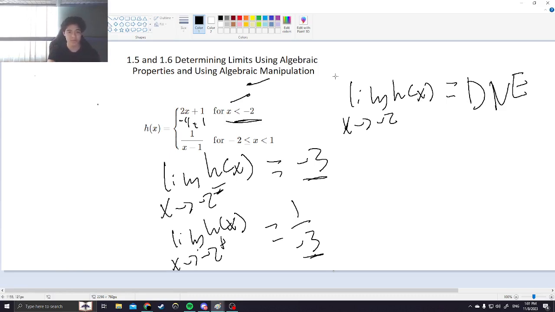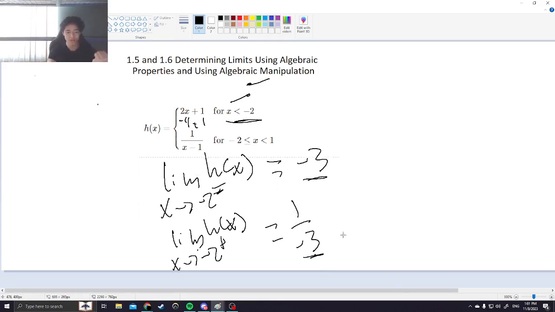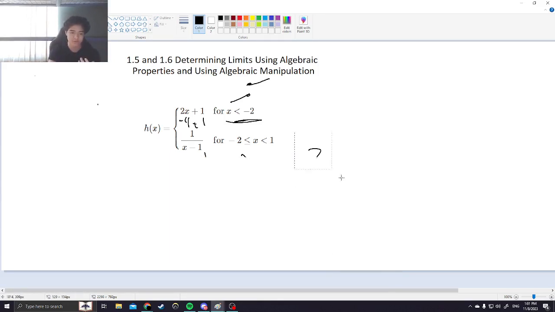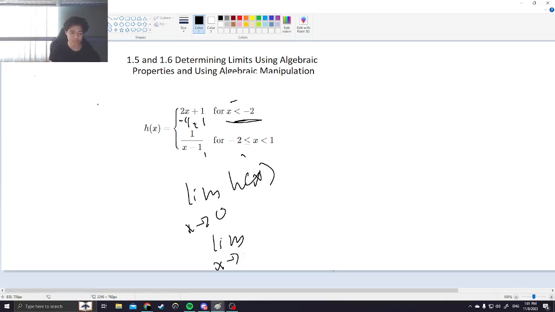So, I mean, yeah, that's it about piecewise. You just apply from the left, from the right, and that's how you decide what equation to use. Or, for example, if this question was asking you for the limit of x approaching 0 of h of x, or the limit of x approaching -3 of h of x. Well, x approaching 0, 0 is not less than -2, so you're not going to use the top function, you're going to use the bottom equation.